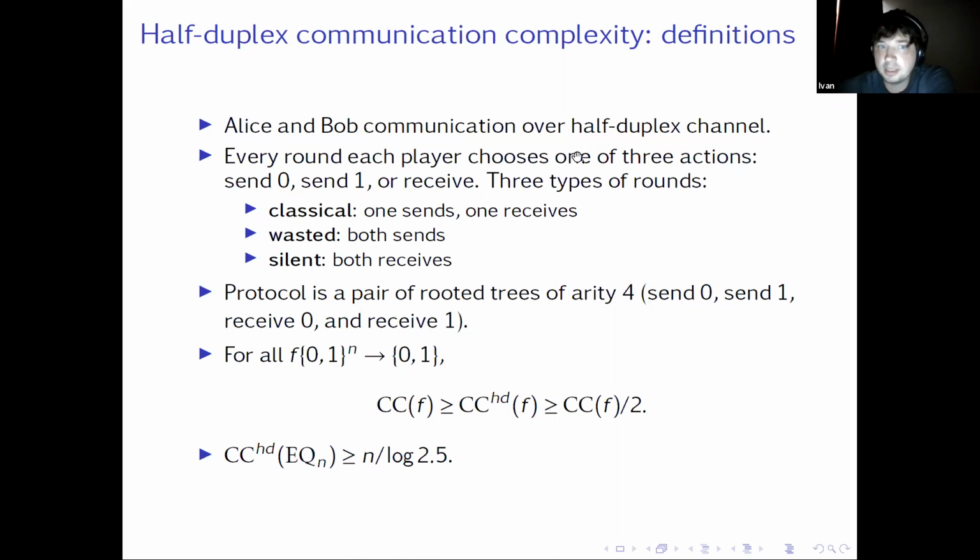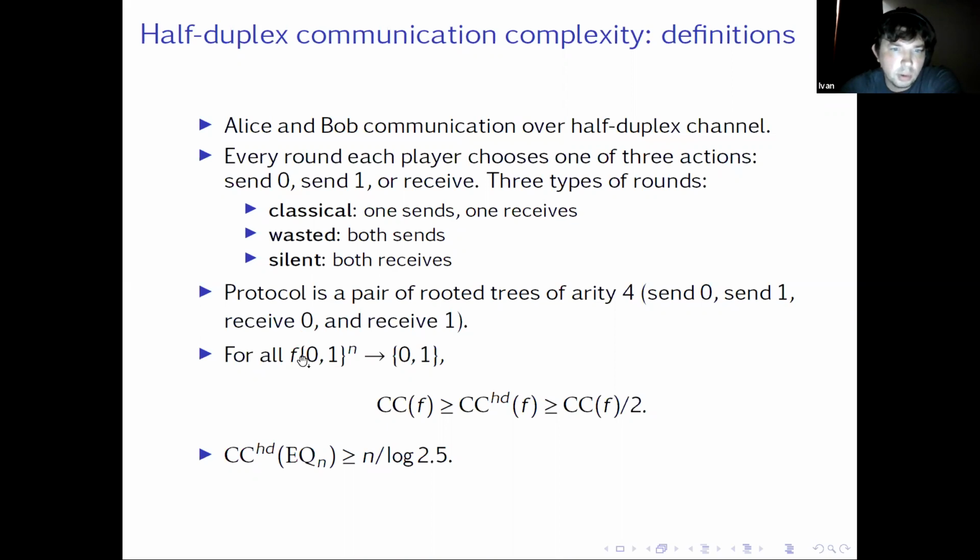So, then we have 3 types of rounds. We have a classical round where one is sending and the other is receiving. And then we have this weird one where they both try to send and it's just wasted. No one is listening. They're just yelling at each other. And they have a silent round where they are both receiving. And in our model, we have this adversary who is choosing what they're hearing. So basically they're hearing some random noise over the radio and they have to be prepared to be correct regardless of that noise.